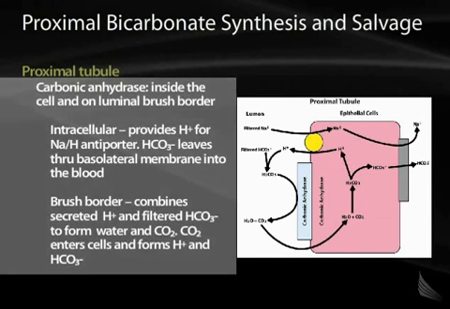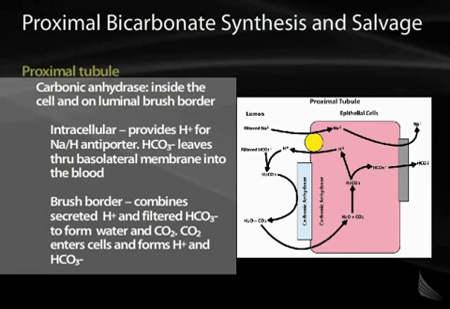To walk through again in more detail, filtered bicarbonate enters the tubular lumen. Hydrogen is secreted via the sodium-hydrogen exchanger present on the luminal side of the proximal tubular epithelial cell. The hydrogen couples with the bicarbonate, and with the help of carbonic anhydrase forms carbonic acid, which then dissociates into water and carbon dioxide. Both of these, not being charged, can freely diffuse into the proximal tubular epithelial cell.